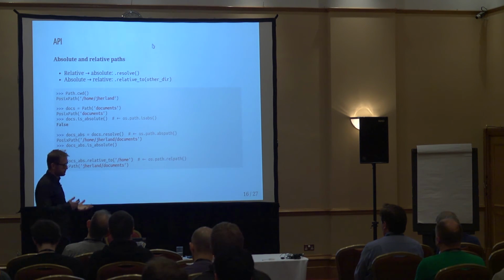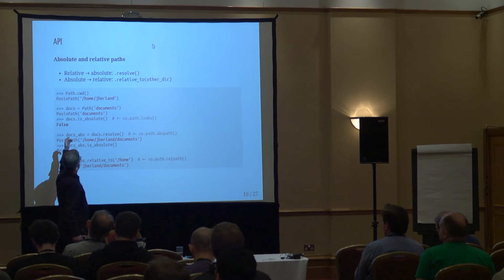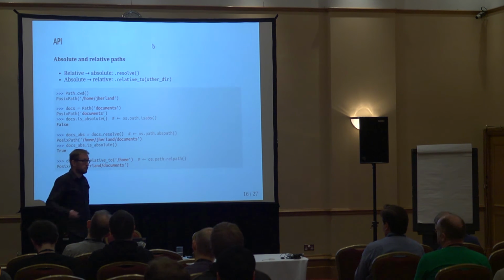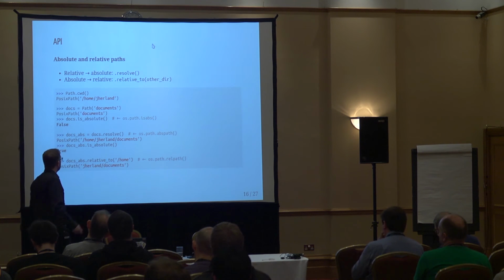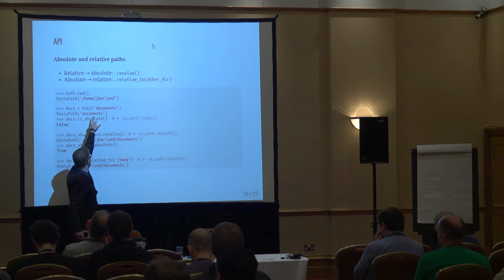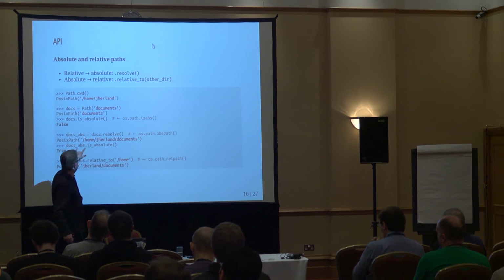Often, especially in build systems, some commands require you to give them absolute path names. Others work better with relative path names. You can use the .is_absolute query method to basically query a path, whether it's an absolute path or relative path. You can use .resolve to turn a relative path, so in this case documents, into an absolute path. So basically it prepends the current working directory.